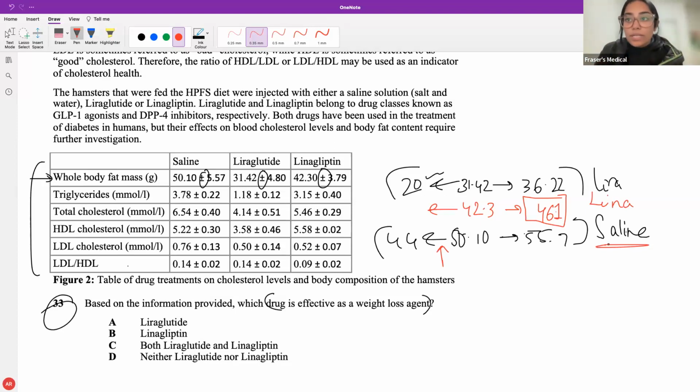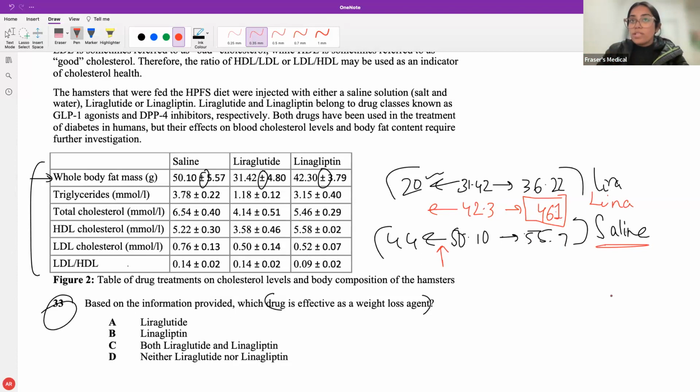So what does that tell me? Someone check in the chat. Does that mean that linagliptin is proving to have a statistically significant effect, or does it mean that it doesn't have a statistically significant effect? No statistical significance, exactly, because the value here is one of the values that saline also produces.